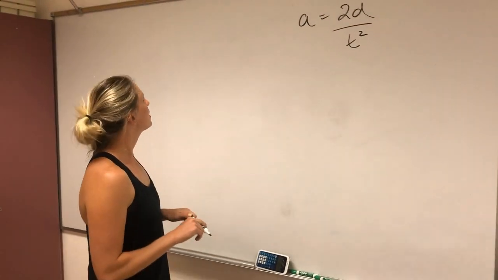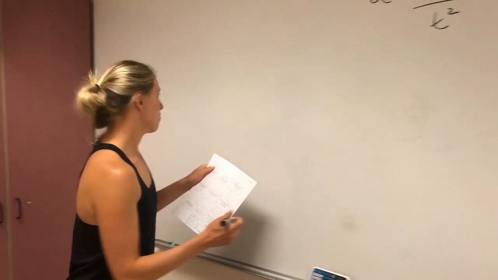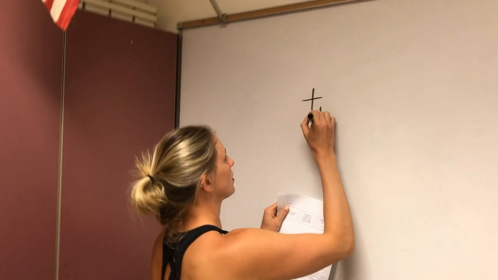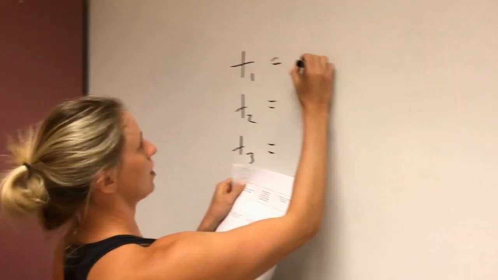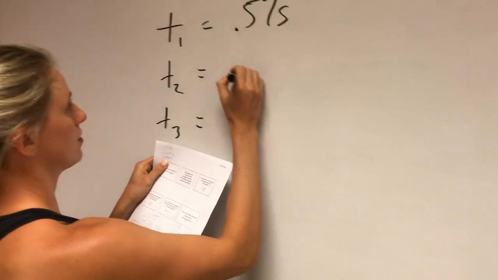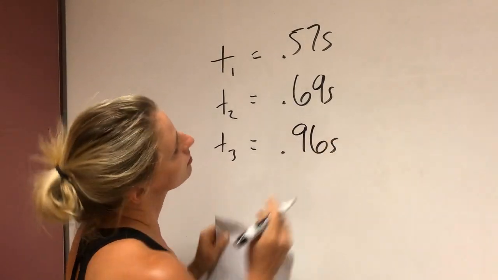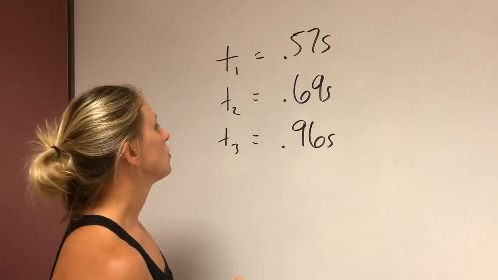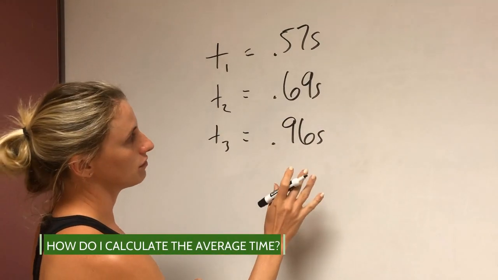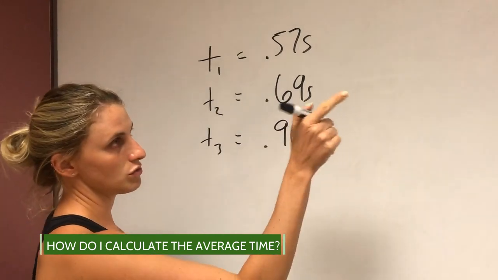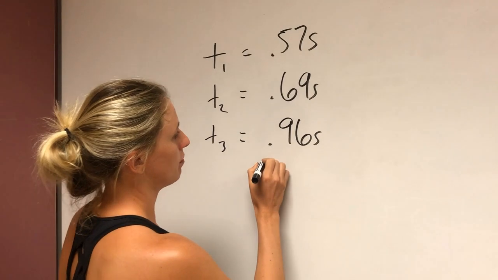All right, so using the data from when Mr. Boykin dropped the ball, I have 3 different times. Time 1, time 2, time 3. My first time was 0.57 seconds, 0.69 seconds, and 0.96 seconds. I want to take an average of these 3 times to use in my equation. So how do I do this? I'm going to add them all up.